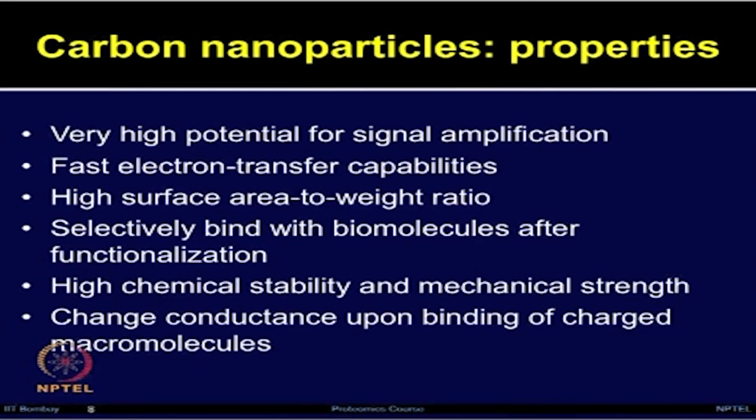They can selectively bind the biomolecules after functionalization, and this selective binding with very high sensitivity is the key advantage of using these nanotechniques. They exhibit high chemical stability and mechanical strength as we discussed earlier, and then the changes in the conductance upon binding of the charged macromolecules are monitored for these binding reactions.